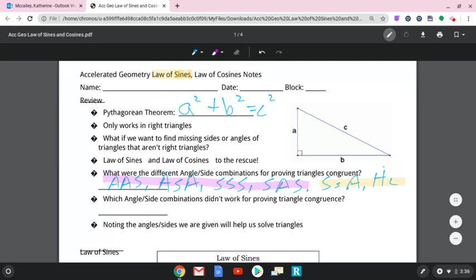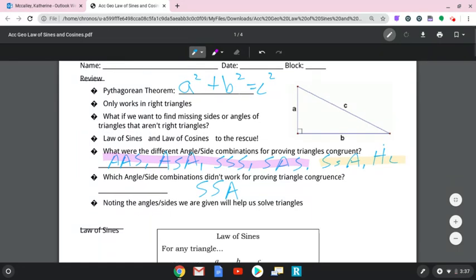If we take a look at that, what didn't work is if we just had side, side, angle, and say the angle was an acute angle. That did not work. So we had examples that did not work. Noting that angles and sides were given will help us solve triangles. Meaning, when I say noting what angles and sides are given, we mean: is the angle included? Is the angle not included? Is the side included? Is the side not included? We're going to have to look at that.